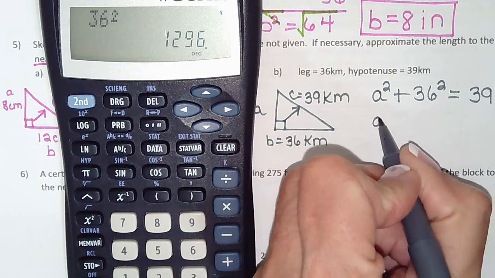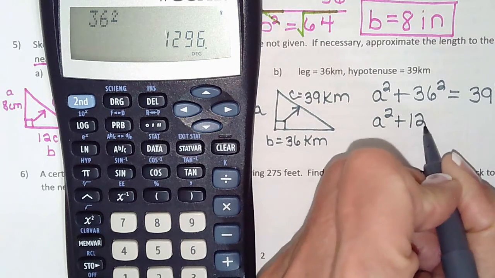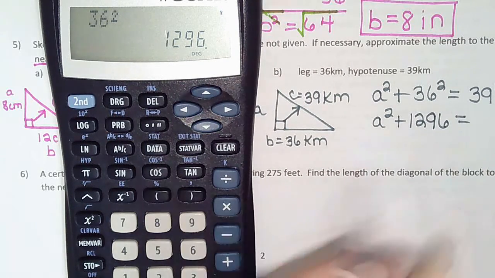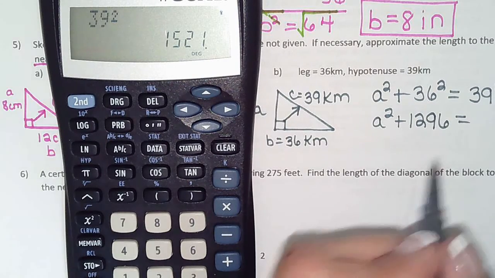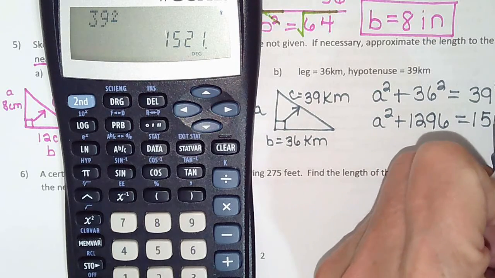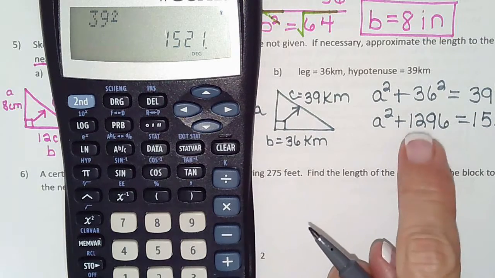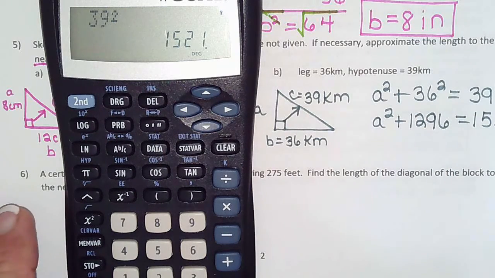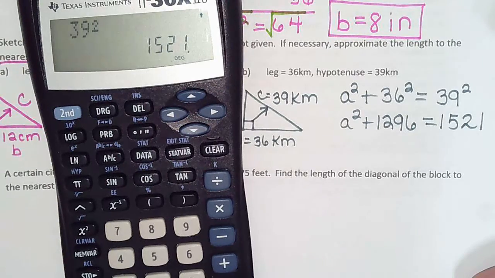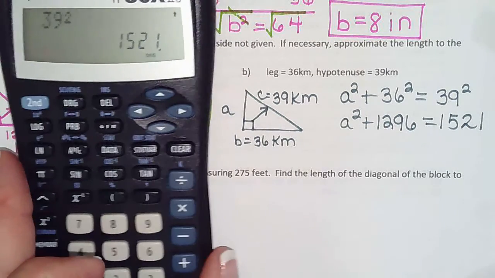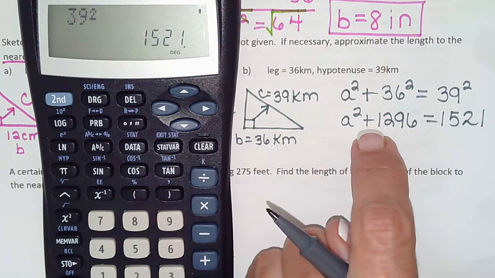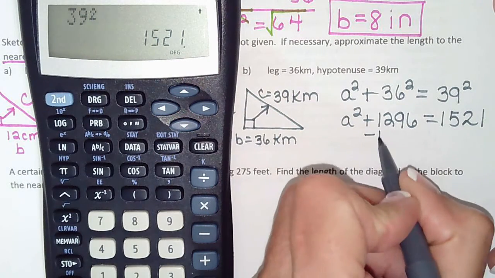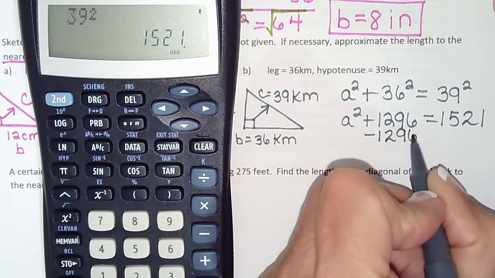So A squared plus 1296 equals 39 squared, which is 1521. And then we need everything on the right side except for the A. So we need to get A alone. So we need to move this over. So again, we're doing the opposite. The opposite of add 1296 is subtract 1296.